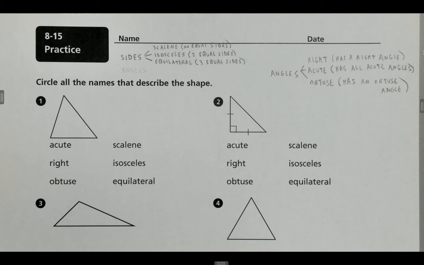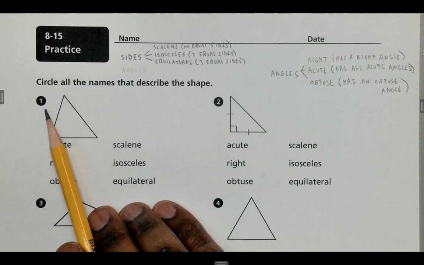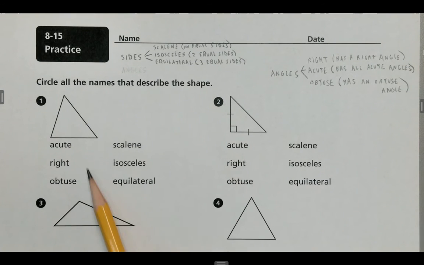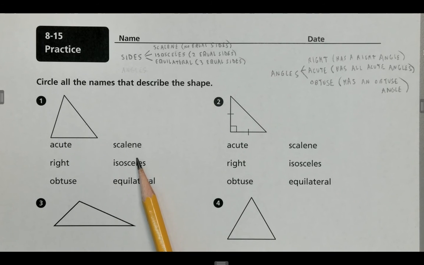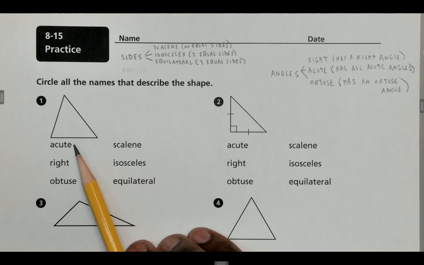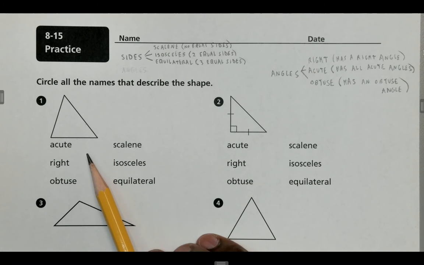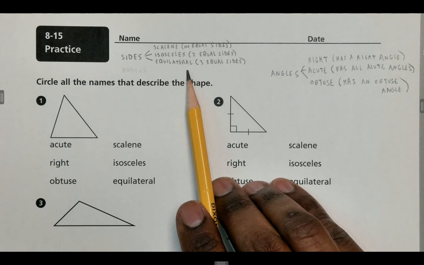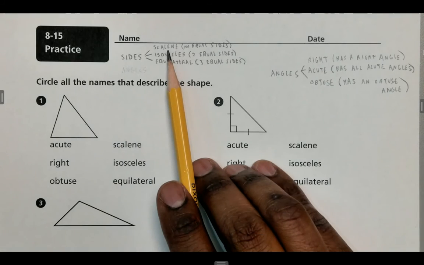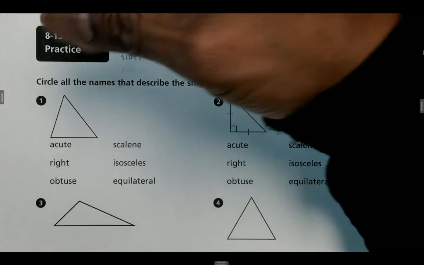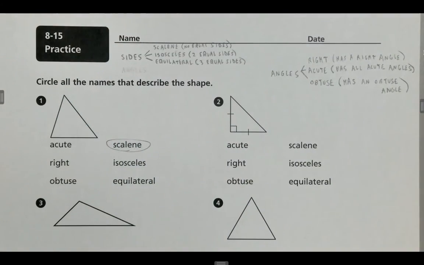Okay. And let's apply this knowledge here. Number one, circle all the names that describe the shape. Well, first let's look at this triangle from the perspective of its sides. Are all three sides the same? I don't think so. Close, but it does not look like an equilateral. Are two of the sides exactly the same? Close, but I don't think so. If you just look at the sides, I'm thinking it's scalene. The sides are close, but not equal.